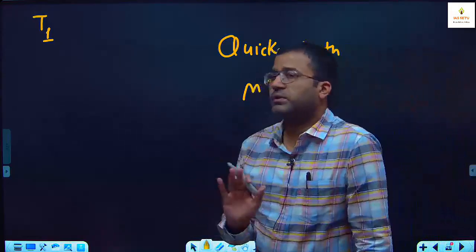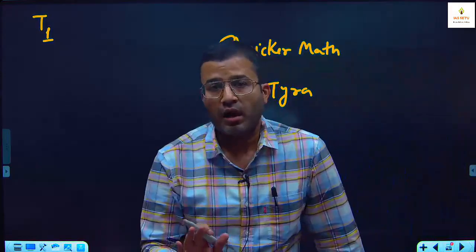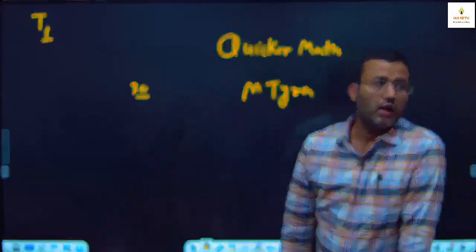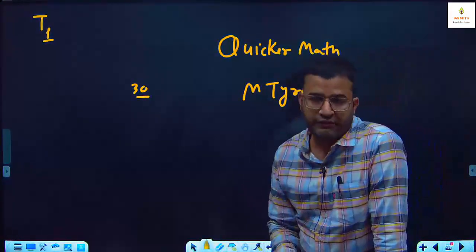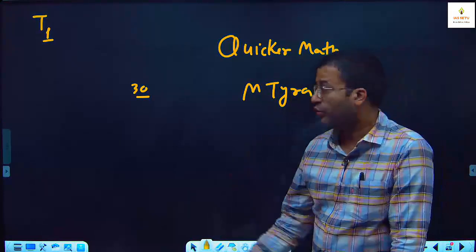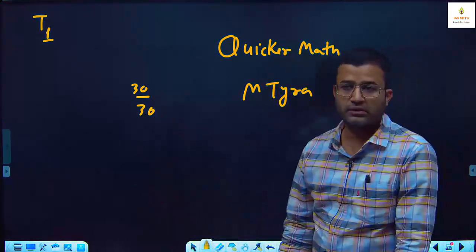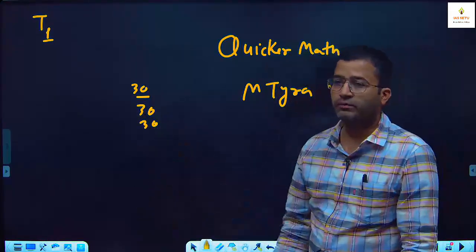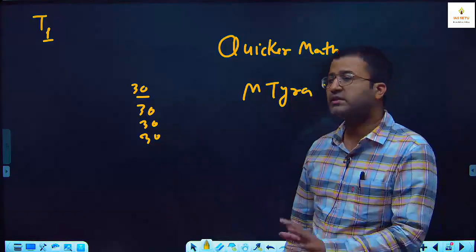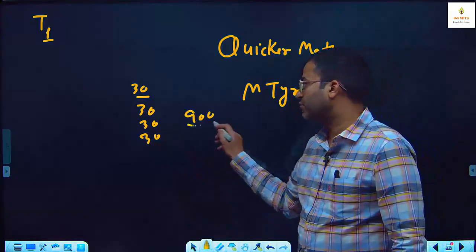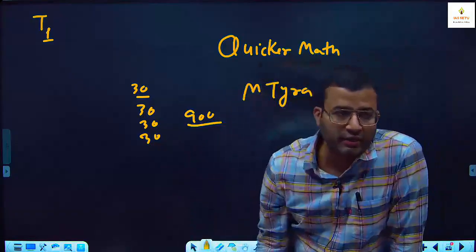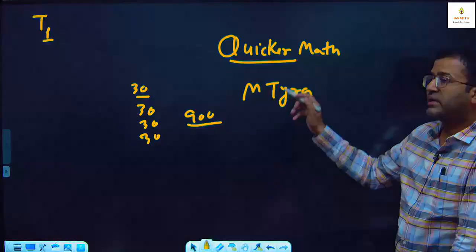See what this person has done. Nearly 30 chapters. Every chapter has nearly 30 different types, and for each type one formula. First chapter there are 30 formulas. Second chapter there are 30 formulas. Third chapter also nearly 30 formulas. In this entire book nearly 900 formulas are there. The moment you start remembering 900 formulas, rather than quicker math, it becomes cooker math.